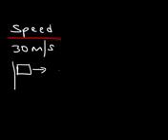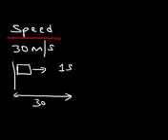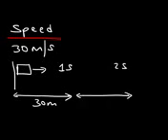So let's say this is the starting line, and I'm going to use a box to represent a car. And the car is moving in this direction with a speed of 30 meters per second. So 1 second later, the car will have traveled a total distance of 30 meters. 2 seconds later, it's going to travel another distance of 30 meters, for a total distance of 60 meters.